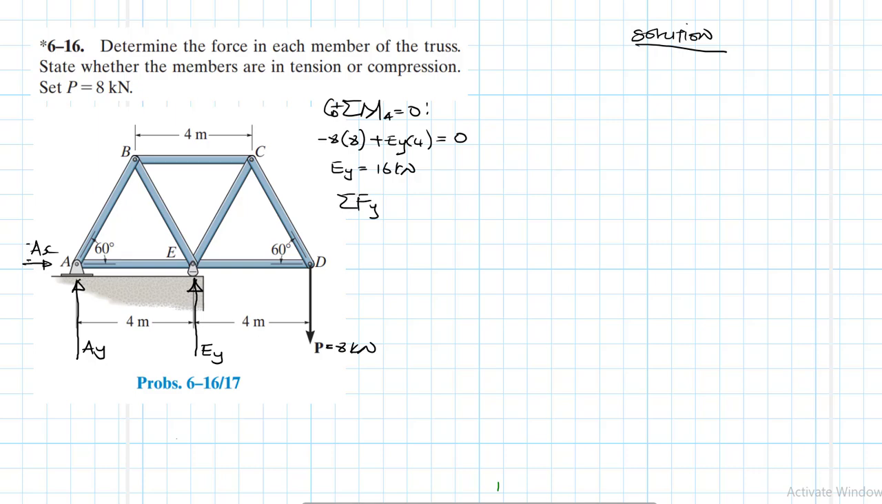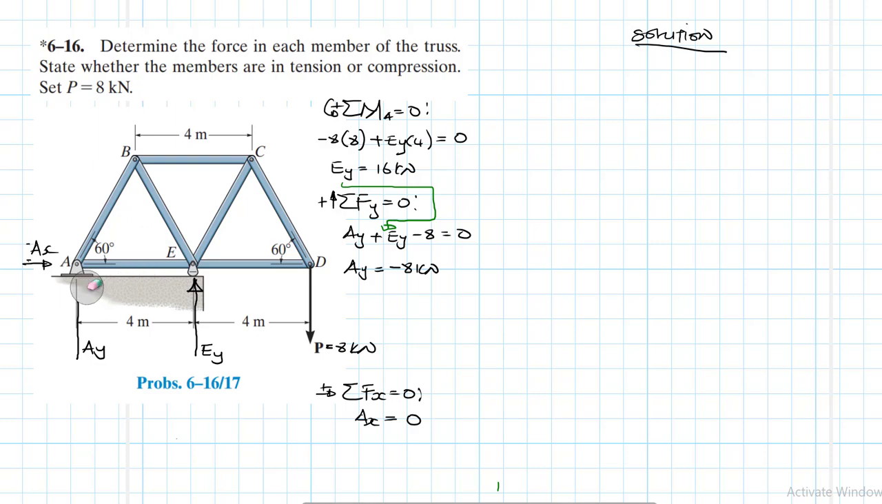Then the summation of forces in the Y direction, going up being our positive. We have AY plus EY minus 8 equal to 0. We've already found what EY is, so we just replace it there. Therefore, our AY will be equal to minus 8 kilonewtons. Then finally, the summation of forces in the x direction, horizontally to the right being positive. We only have AX equal to 0.